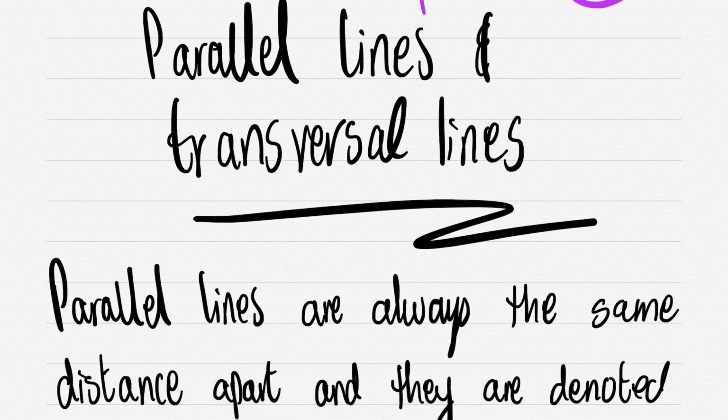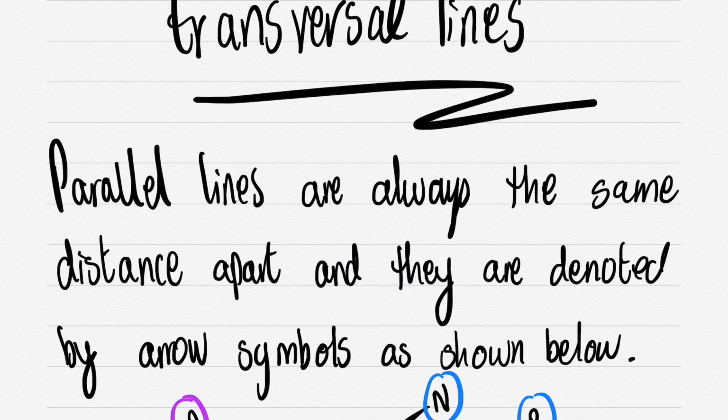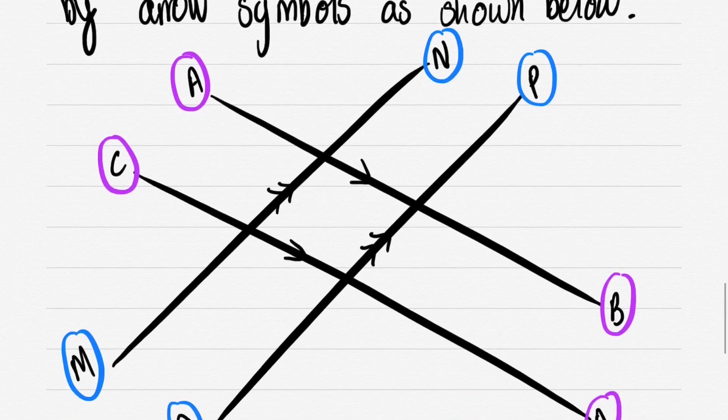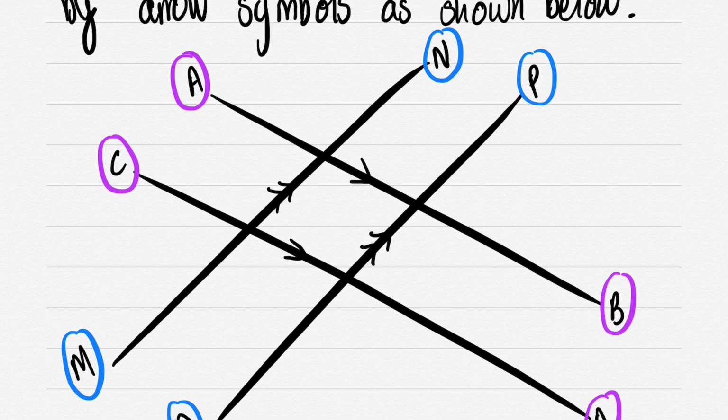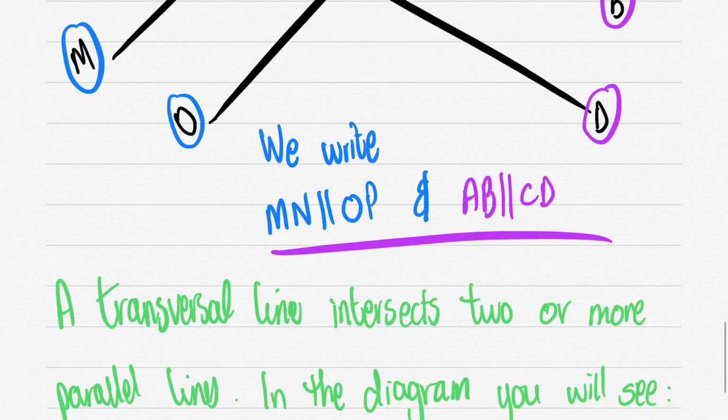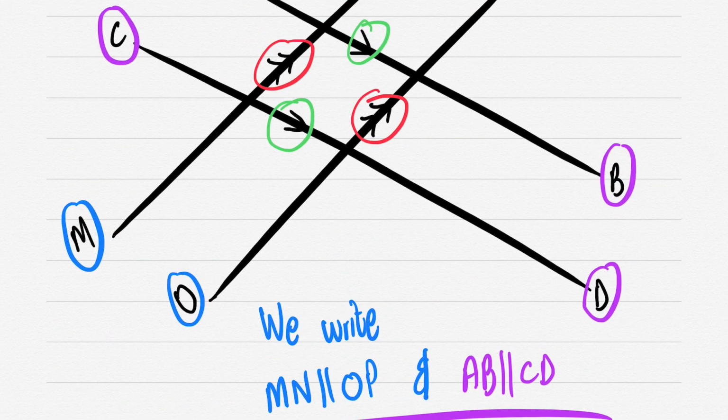So parallel lines are always the same distance apart and they are denoted by arrow symbols as shown below. If you have a look at the line AB and CD, you see that there's a single arrow. If you look at NM and OP, you've got two arrows. I've denoted this using red, and for AB and CD, I've used green. Now we write MN is parallel to OP, and AB is parallel to CD.